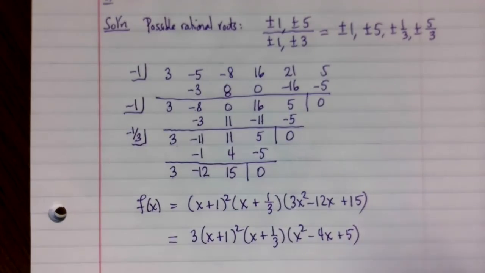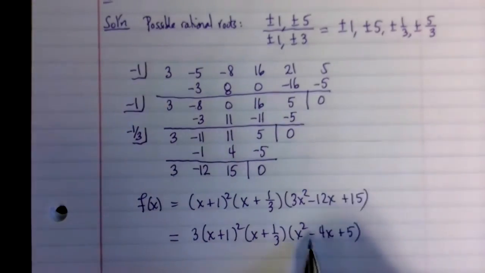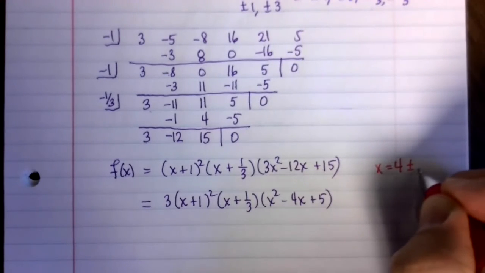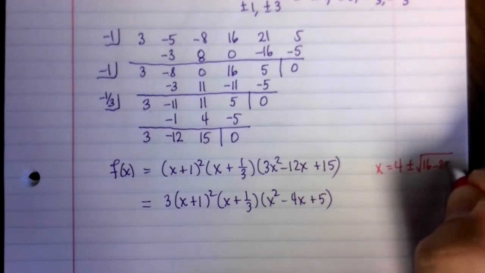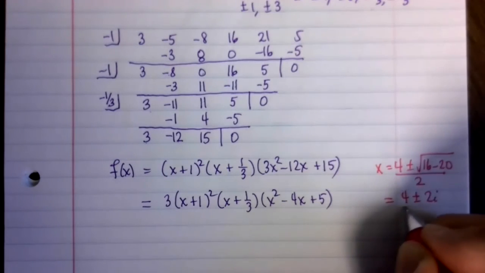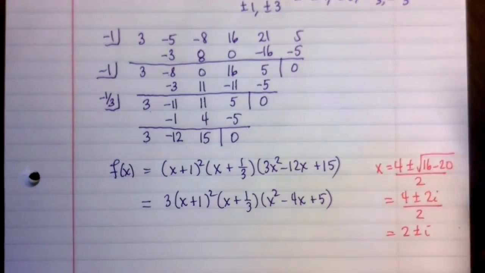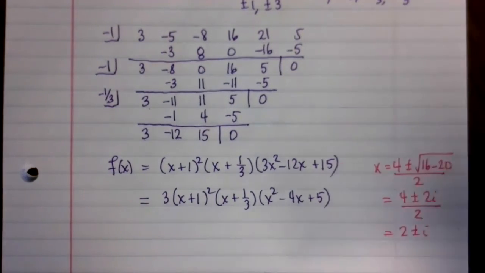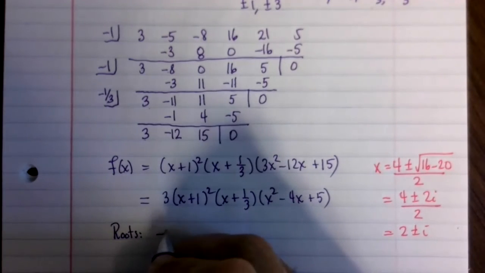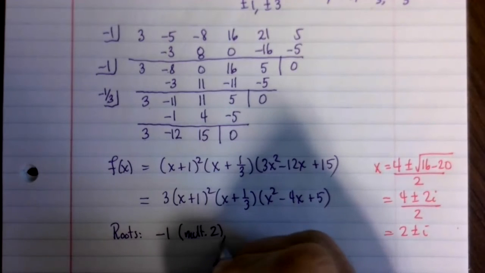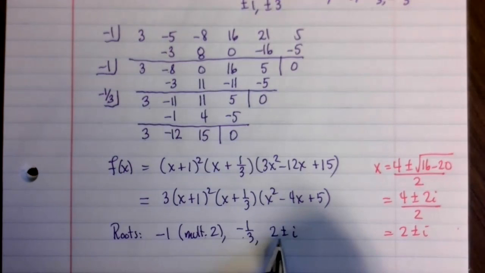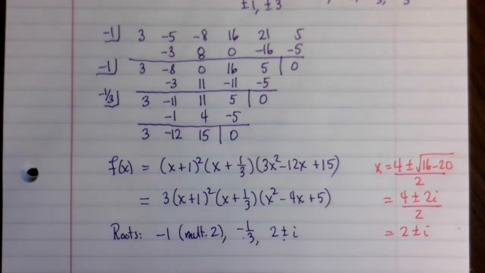Okay, so to figure out the roots of the quadratic part, I'll use the quadratic formula. x is equal to -b plus or minus the square root of b squared minus 4ac, over 2a. So this is 4 plus or minus 2i over 2, for 2 plus or minus i. So this does not factor any further over the real numbers, and the roots of this quintic polynomial are -1 with multiplicity 2, -1/3, and 2 plus or minus i. So 1, 2, 3, 4, 5 roots, as we would expect for this fifth degree polynomial.